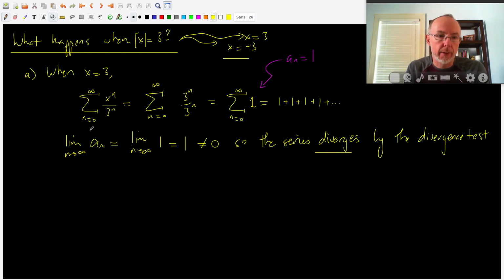Right? The divergence test says if the limit of the sequence is not 0, then the series can't possibly converge. That's because we're just adding a finite number an infinite number of times, so it's just got to get bigger and bigger and bigger for all time. Well, what about the other case?